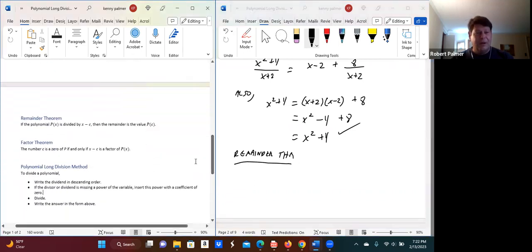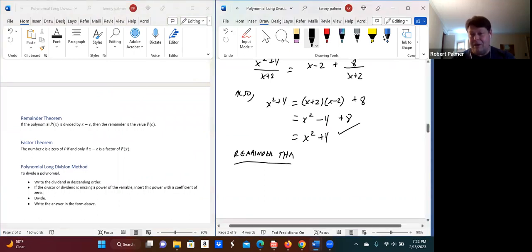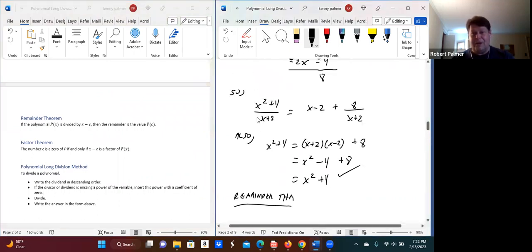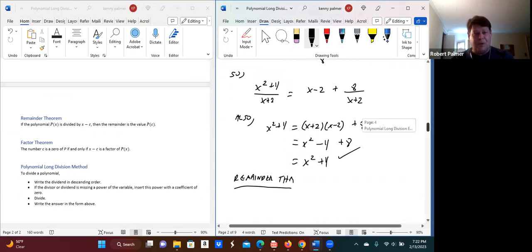And what it said is that when the polynomial is divided by x minus c, p of c is the remainder. So in this case, I divided it by x plus 2. So call this p. Now this time, I know it's divided by x plus 2, and this has opposite signs. So this is a plus, so this is going to be a minus 2. Okay, I'm just going to plug that in to my original function, x squared plus 4.